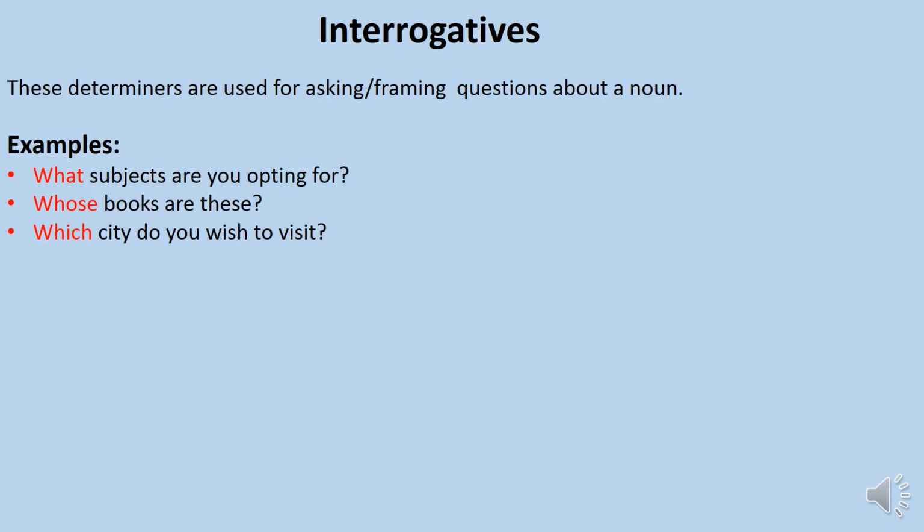Last but not least, interrogatives is the last among central determiners. As the name suggests, these are used to ask or frame questions. The examples are here. What subjects are you opting for? Whose books are these? Which city do you wish to visit? So we have three of them: what, whose and which.